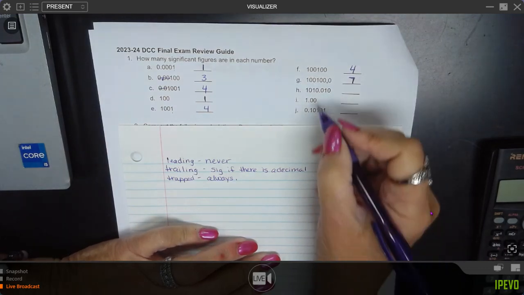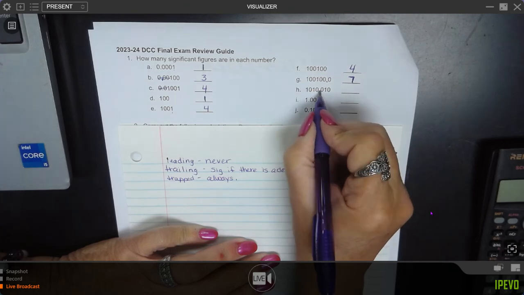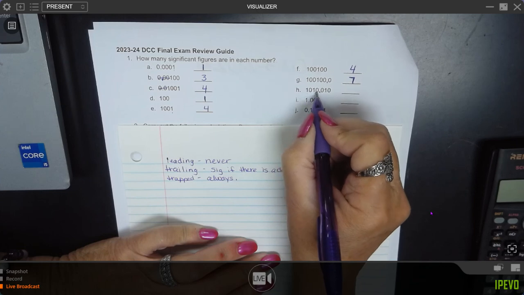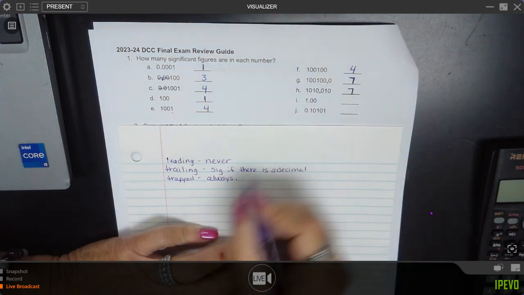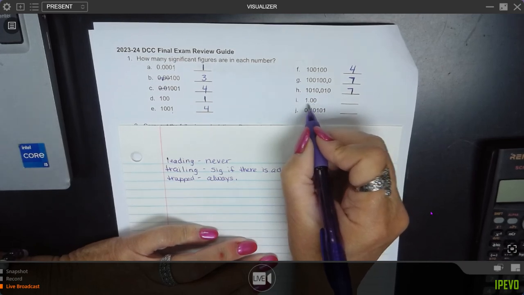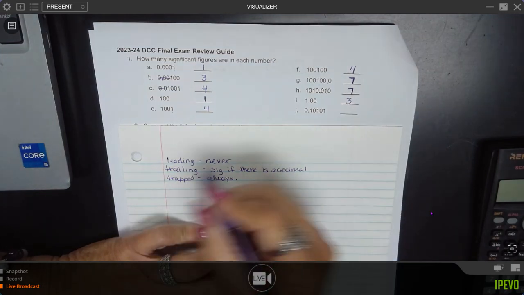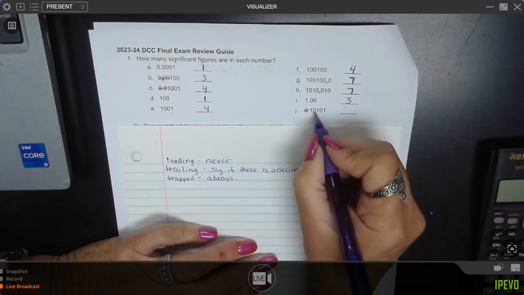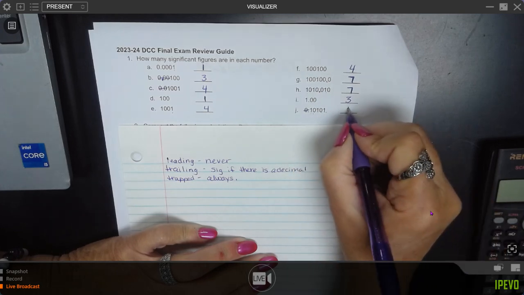All right. What about this one? Trailing zeros, significant if there's a decimal. So this one has 1, 2, 3, 4, 5, 6, 7. Let's see. Trailing zeros are significant if there's a decimal. So this number has 3 sig figs. And finally, trailing zeros never significant. These then would be trapped. So 1, 2, 3, 4, 5 sig figs.